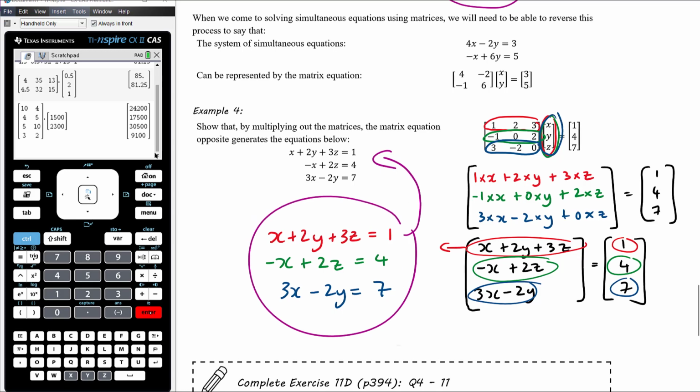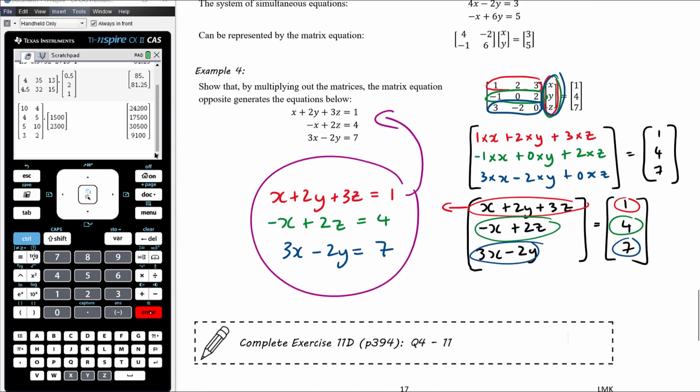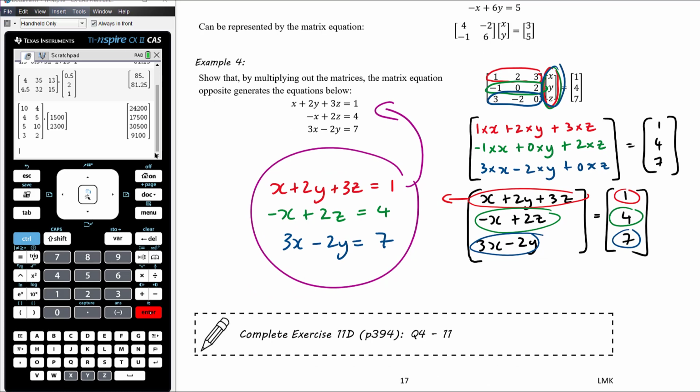Okay, so as I said, we'll revisit simultaneous equations a little bit further down the track. So the work today is the remainder of exercise 11D, questions 4 to 11.